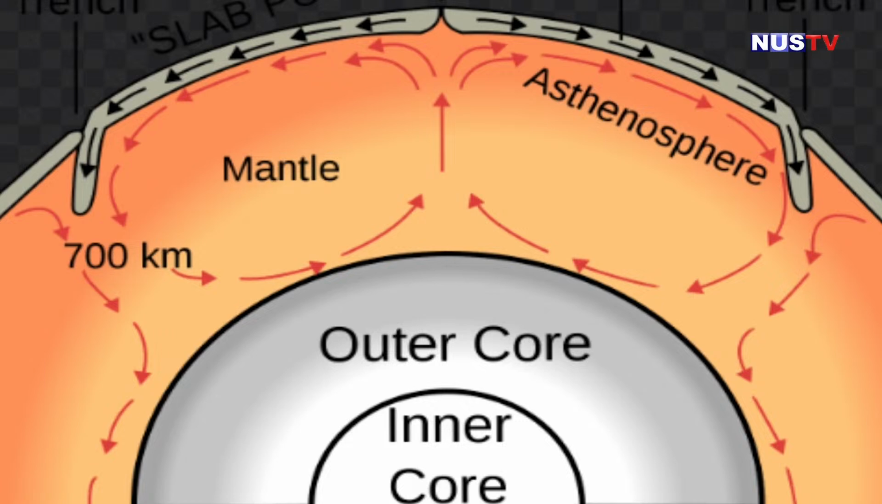These heated materials or rocks, when reaching the lower part of the surface of the lithosphere crust, when it cools down, then sink back down again.